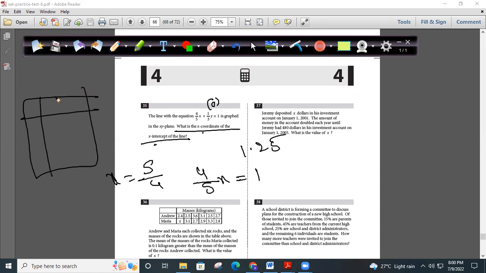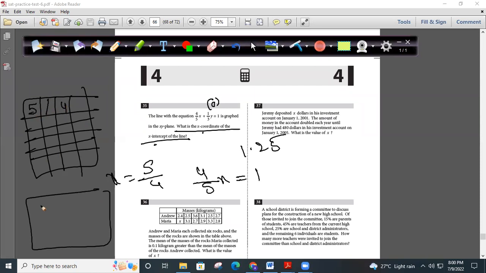Someone else is giving other answers. I don't at all agree with people here. So you'll have grid-ins like this. See here, if it is 5 by 4, I'll mark like this. If it is 1.25, I need to mark like this.